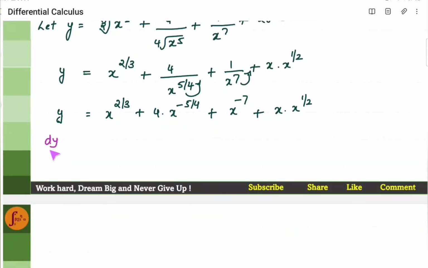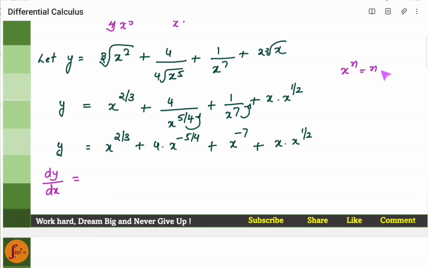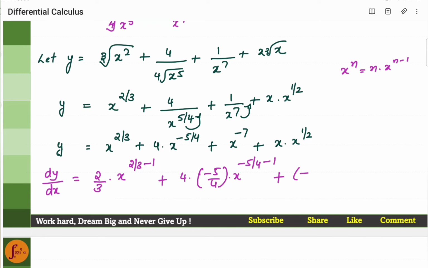So what would be dy by dx here? The derivative of x to the power n is n into x to the power n minus 1. So the simple trick is, just write the power as is, 2 by 3 into x to the power one less than the power, that is 2 by 3 minus 1, plus 4 into, again I'll use the same formula, I'll take the power minus 5 by 4 into x to the power minus 5 by 4 minus 1, plus x to the power minus 7. So I'll take the power minus 7 into x to the power minus 7 minus 1, plus, okay, here you can write, what is x into x to the power half?